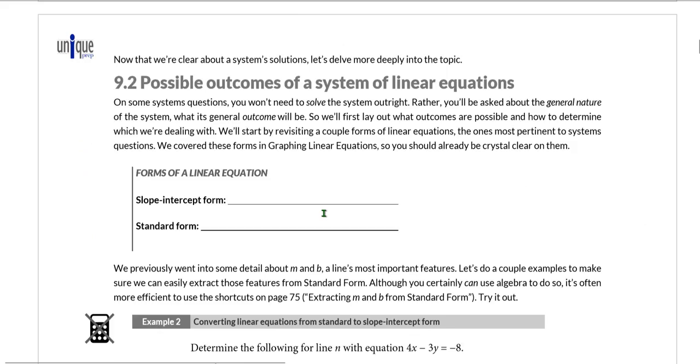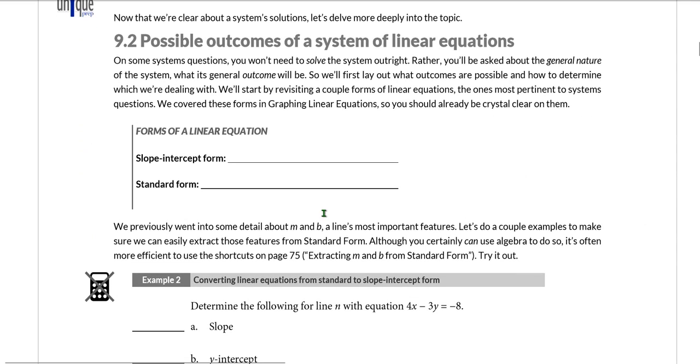Next page, we are going to talk about not yet about actually solving the system. We will get to solving the system in a moment. We need to talk about the possible outcomes of a system, what can happen when we are dealing with a system of linear equations. First, let's reiterate something that we have learned previously in section 8.